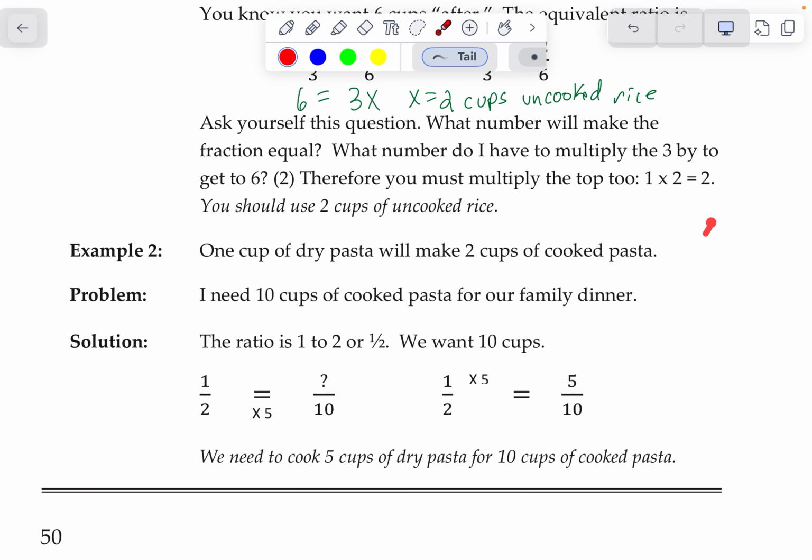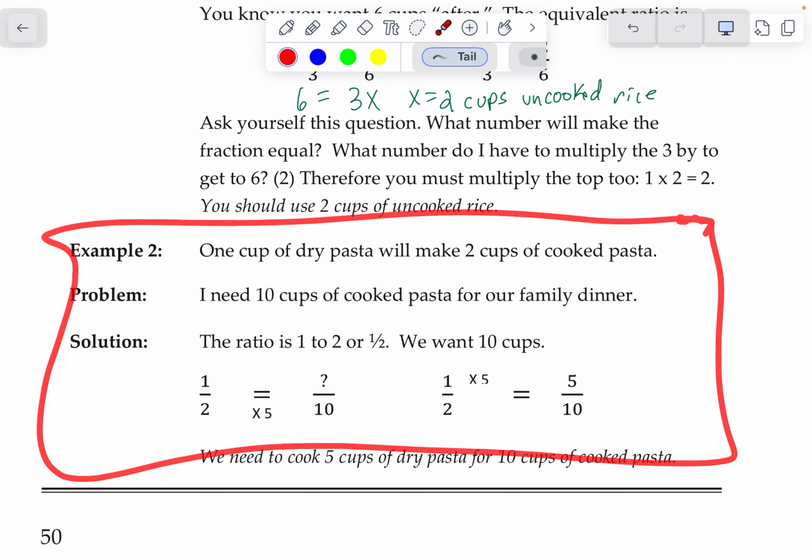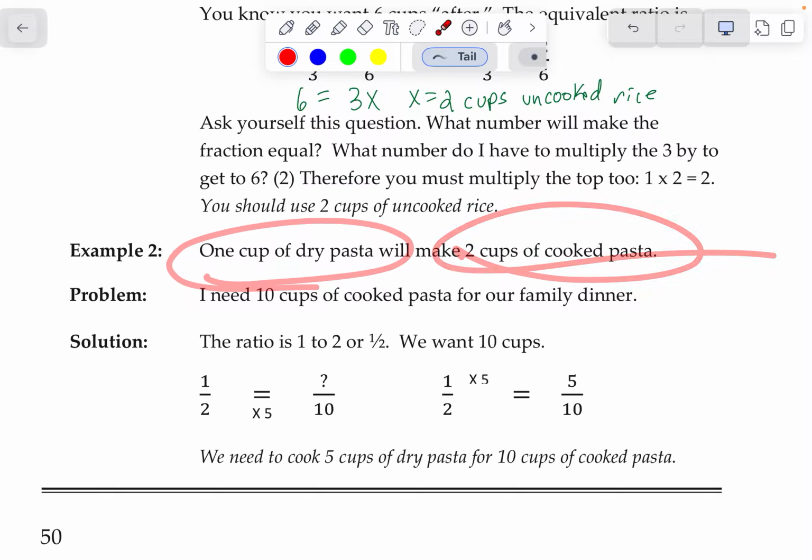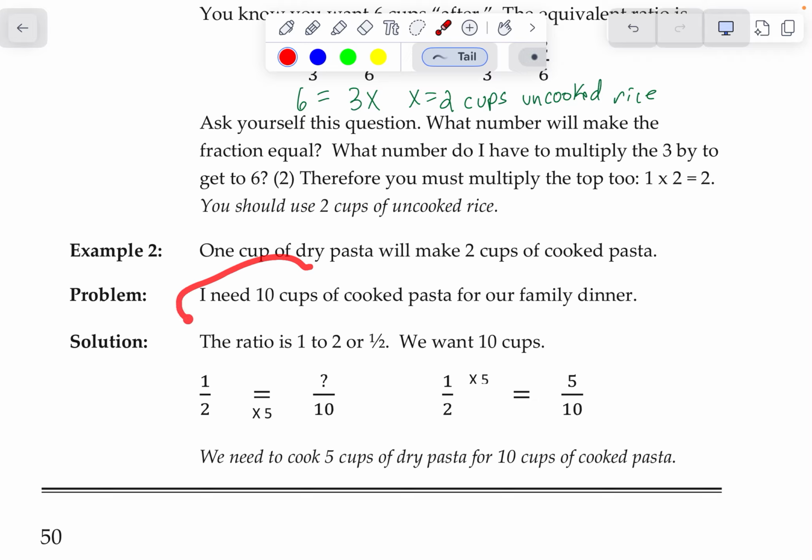Let's look at example 2 together before we jump in. It says 1 cup of dry pasta will make 2 cups of cooked pasta. We need 10 cups of cooked pasta for our dinner. The ratio is 1 to 2 or 1 to 1/2.